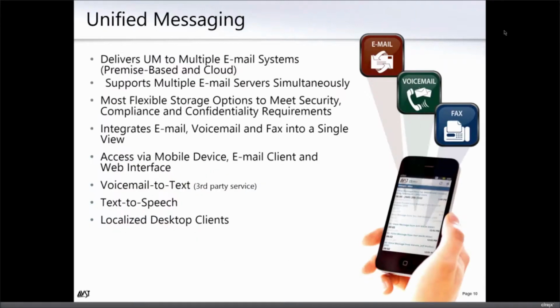For us, we look at unified messaging and say, the concept of unified messaging is simple. Let's take all our message types and deliver them to a user in whatever client they find handy, depending on where they are in their day. There is no perfect unified messaging client because your situations change.